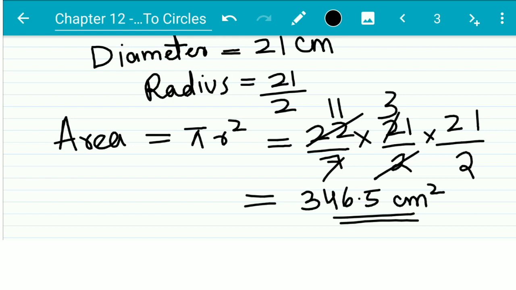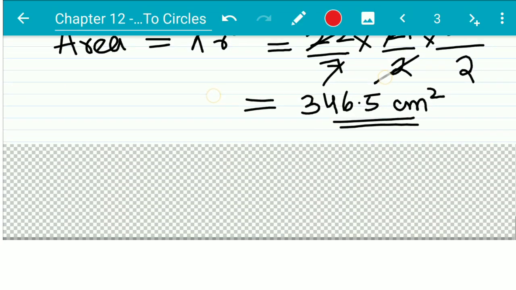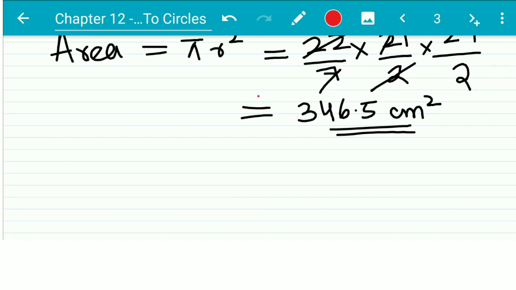Because the value of diameter is given in the question, we got the radius. We substituted the value of radius in the area formula. So we got the answer as 346.5 centimeter square. Now coming to the red region. After gold it is red. This is one main answer.